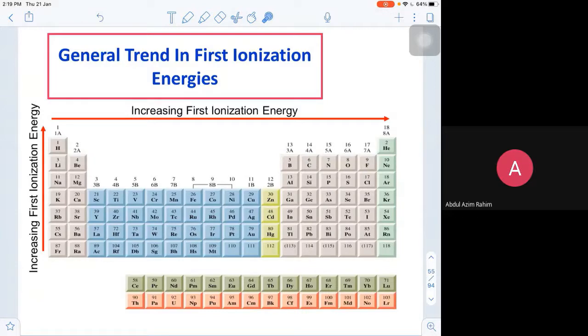Compare for the group. Going down a group, we know that the size increases. So when the size increases going down a group, the first ionization energy decreases going down the group, or the first ionization energy will increase going up the group. You just remember about the size. The smaller the size, the higher the first IE. The bigger the size, the lower the first IE.